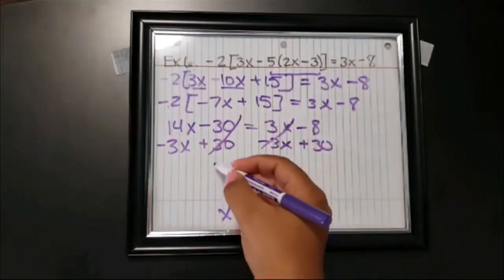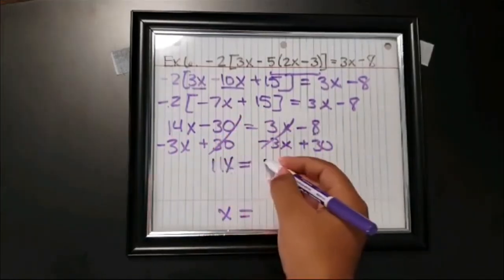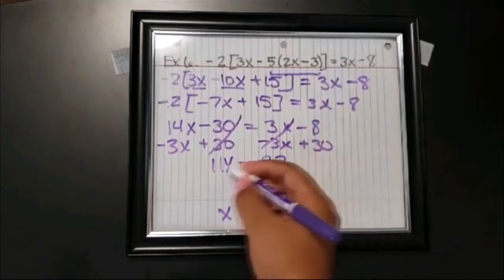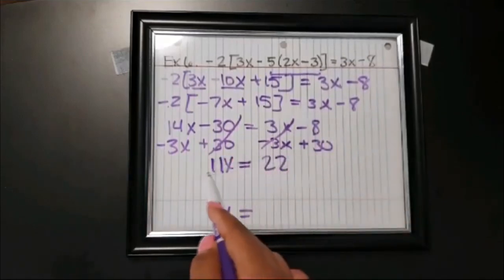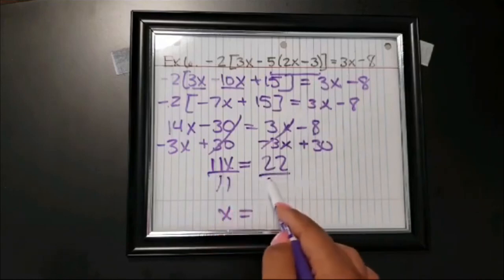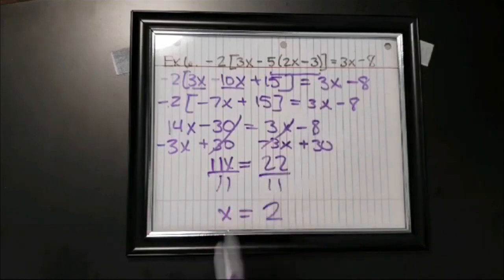All right. Hopefully y'all got 11x equals 22. So that means that x is 2. All right.